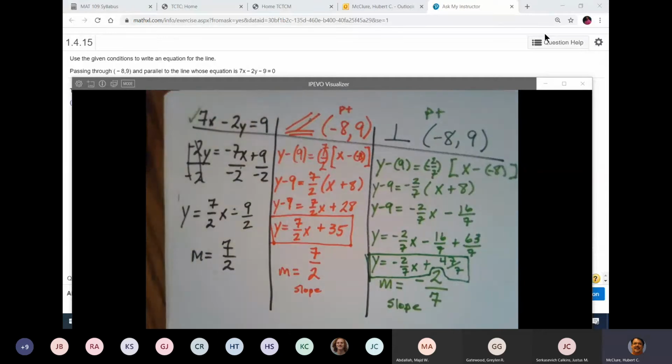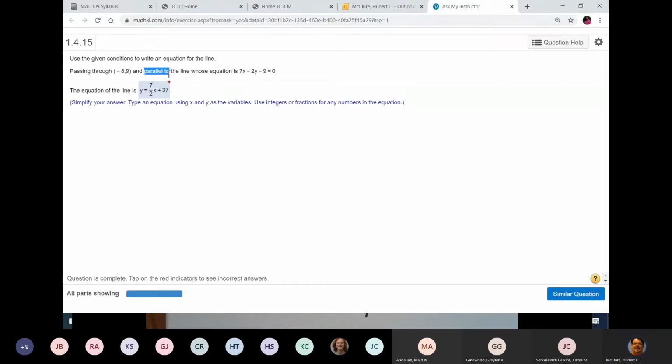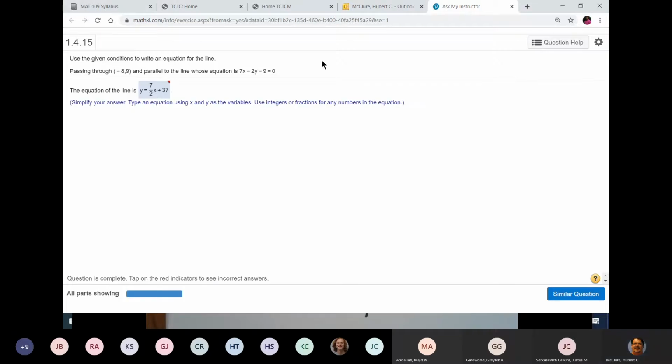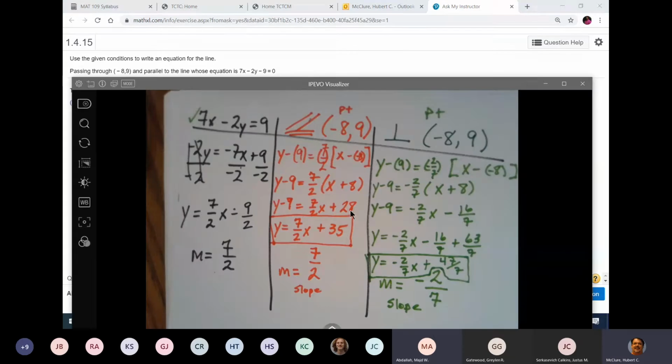So now you look back at the handy dandy question and you ask parallel. So parallel would be 7/2 x plus 35. And that, did I miss something? You did miss something, I think. 28 plus 7. What'd I do?